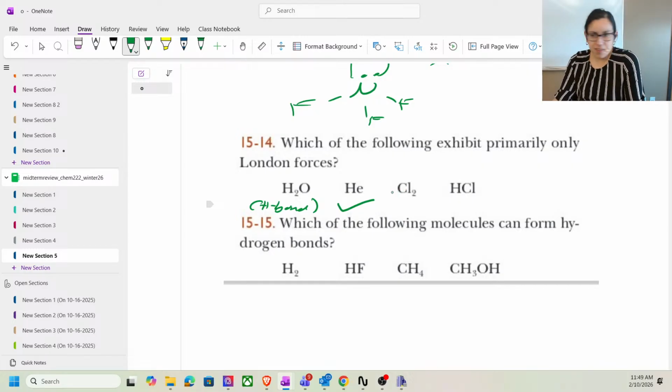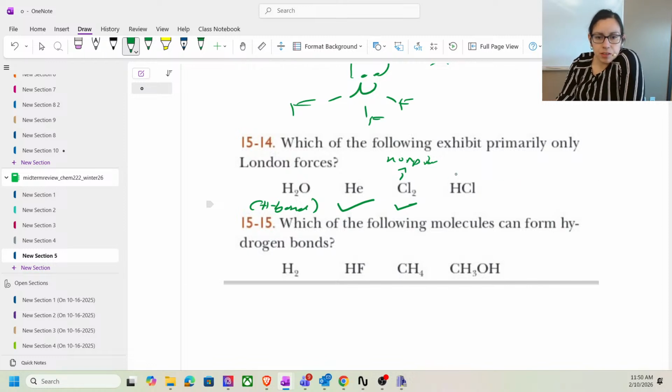Yeah, say it confident. You guys, some of you are looking at me. Look, yes, right? Nonpolar. So it's mainly London dispersion forces once again. What about HCl? So which one does HCl have? So dipole, excellent.